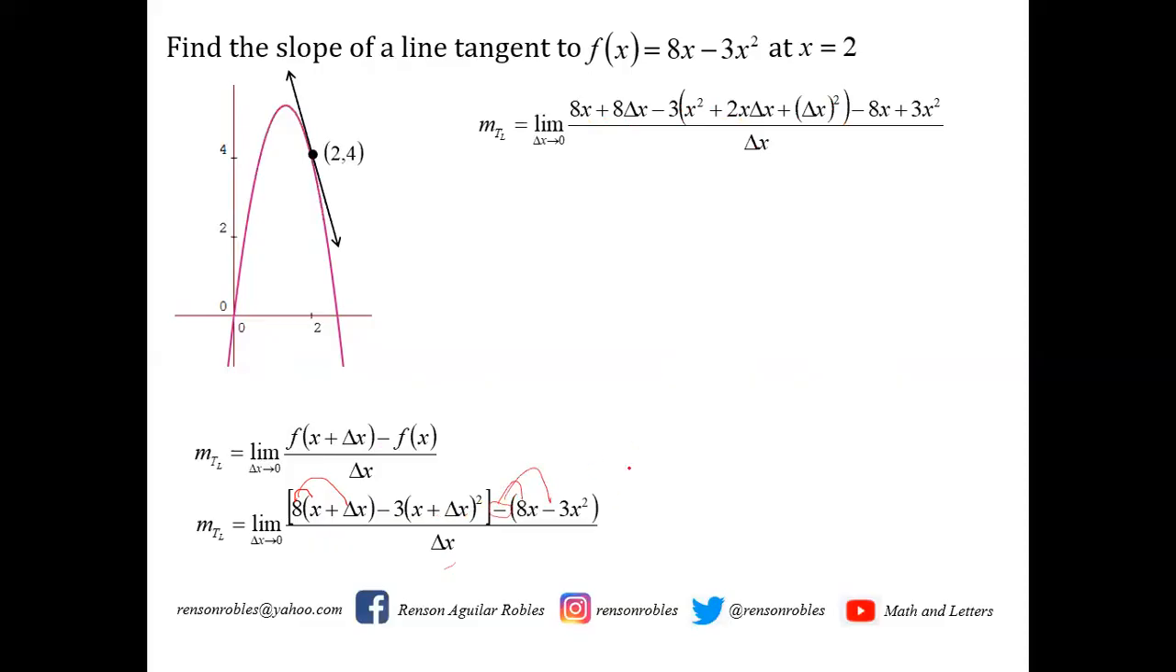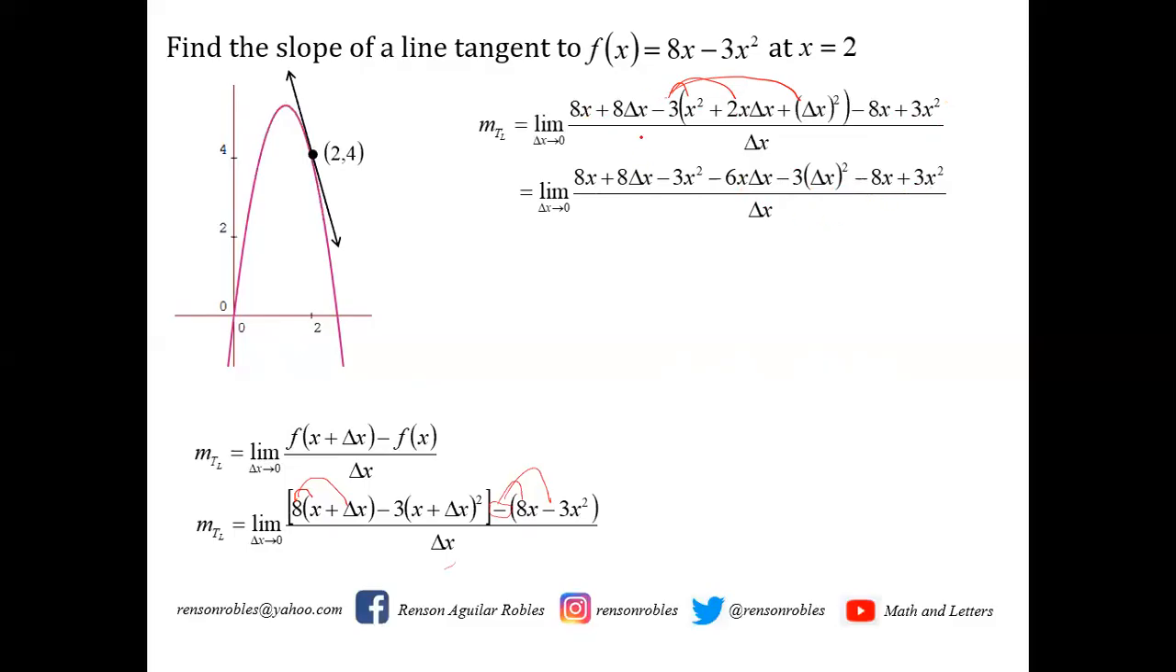You just have negative 8x plus 3x squared. And then simplifying, we shall now have 8x plus 8 delta x. And then you introduce this negative 3 to each term inside the parenthesis. And then you will have negative 3x squared minus 6x delta x. Yeah, that's negative 3 times 2. Then minus 3 delta x squared, and then minus 8x plus 3x squared.